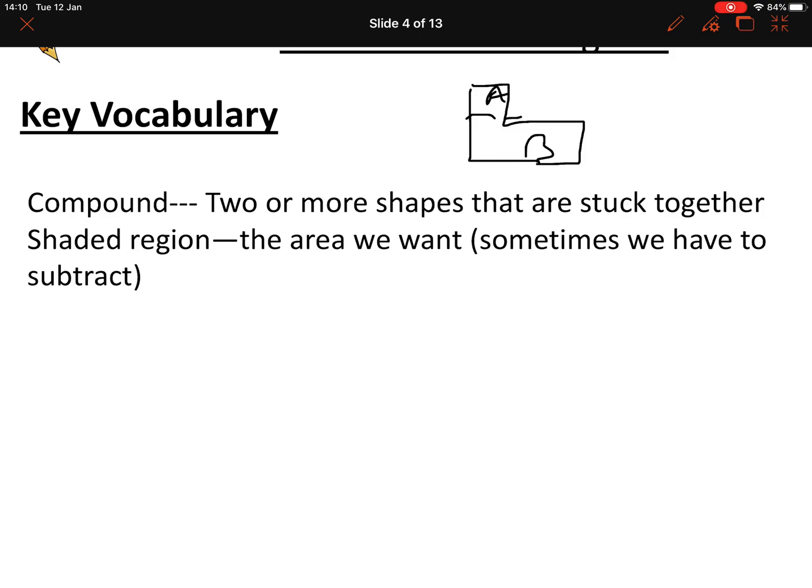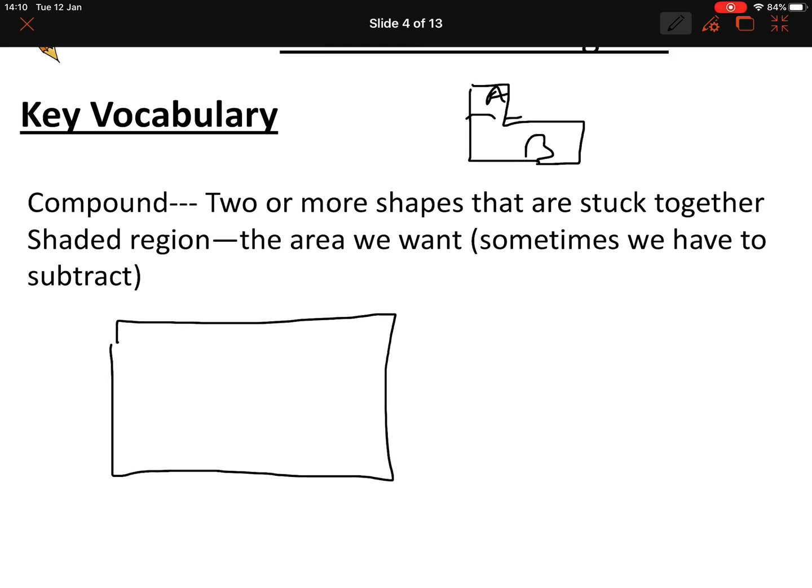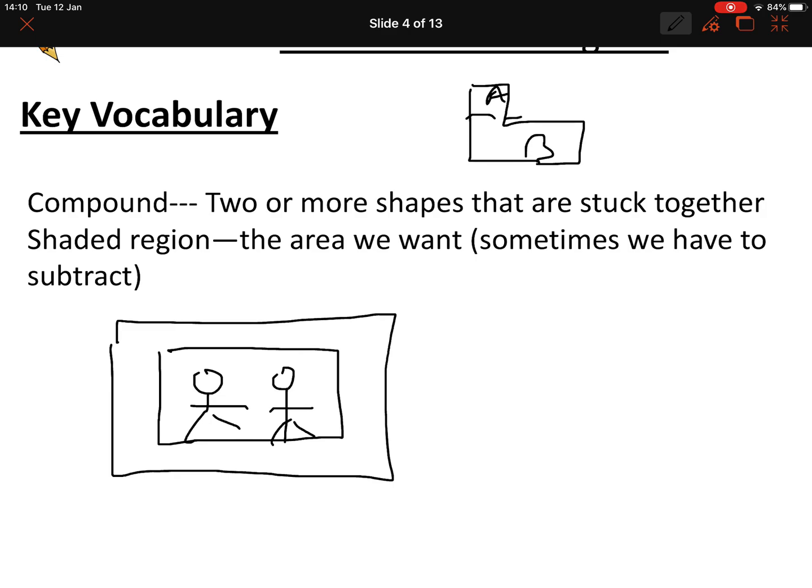Now, compound shapes aren't always just taking two shapes and adding them together. There may be times when we want to subtract, okay? An example is like this. Let's say we've got a picture frame here, and you have a picture inside this frame.